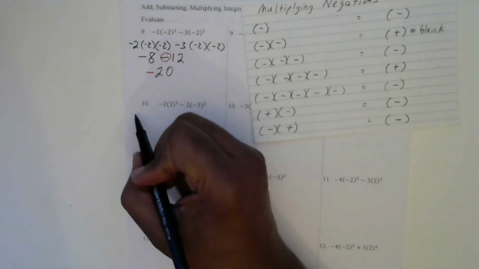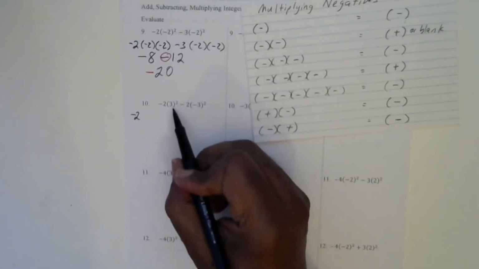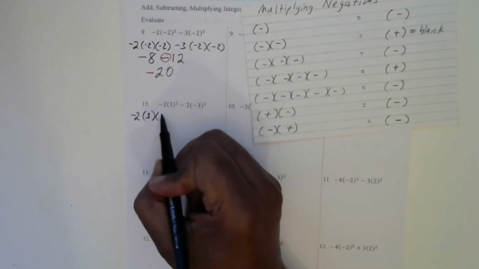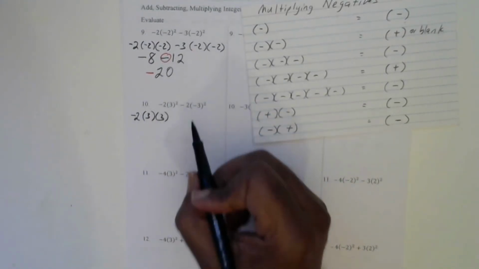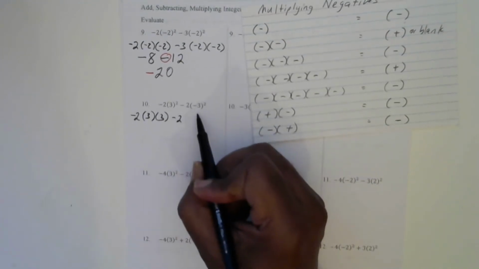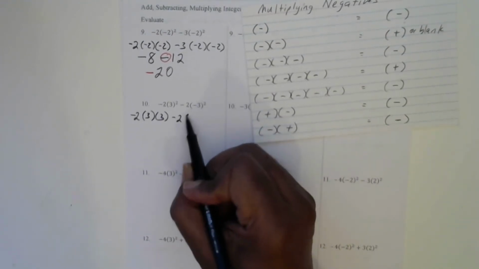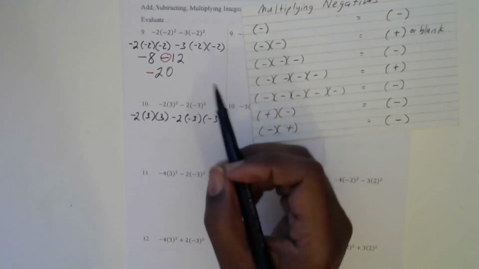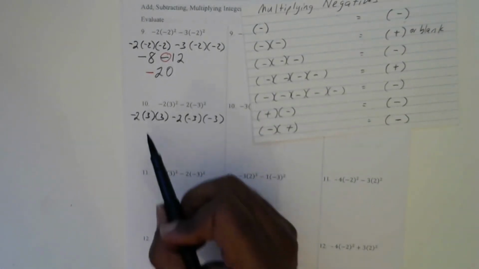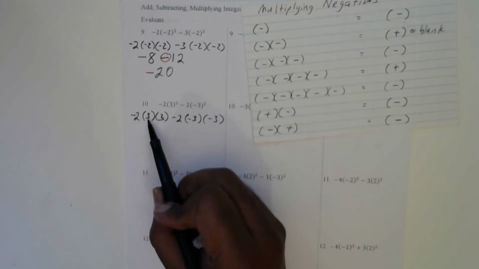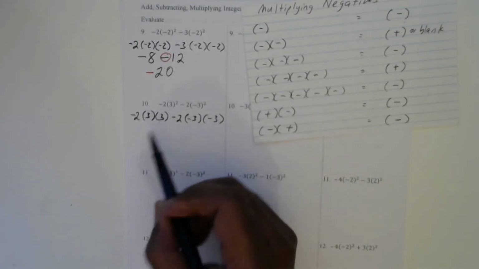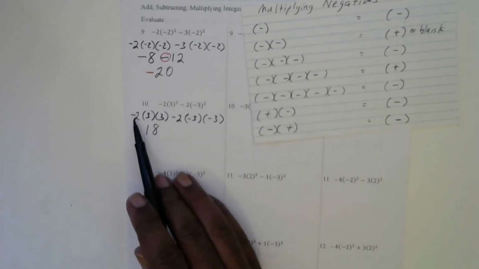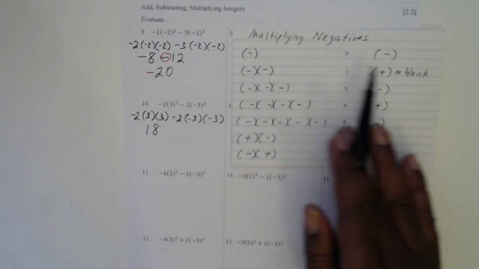Next, we have a negative 2. And this 3 right here needs to be written twice. So 3 here, and then 3 again. Then a negative 2. And this negative 3 needs to be written twice. So negative 3, and then another negative 3. All right, now let's start the process of multiplication. 2 times 3 is 6, and 6 times 3 is 18. So this is 18. This has one negative, and when you multiply by one negative, the answer will be negative.